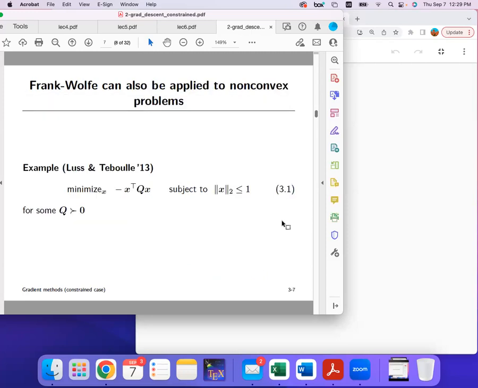Okay, and a very interesting example is the following problem. We want to minimize such a negative quadratic function subject to the constraint that the L2 norm of x is less than or equal to 1. This is a convex constraint. This constraint set is a convex set because it is a Euclidean ball. A ball in the Euclidean space is a convex set.